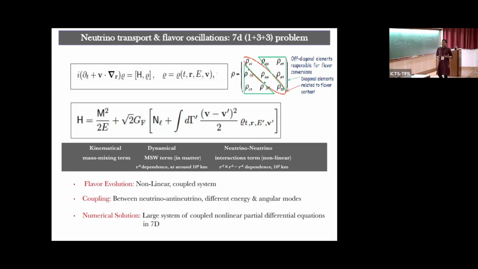On top of that, it's a coupled one. So it's a coupled nonlinear PDE system. It's very difficult to solve numerically. So now this is what people had in the beginning.